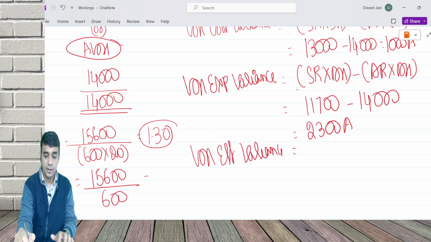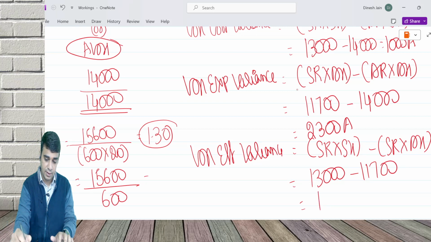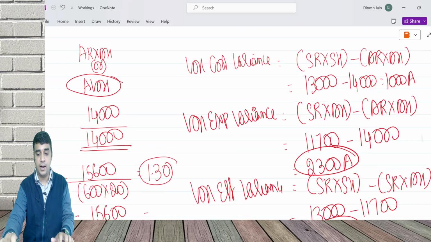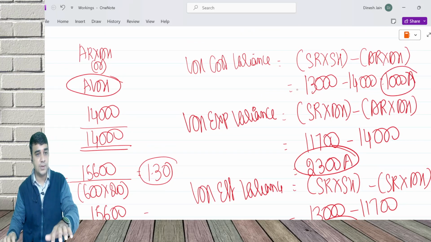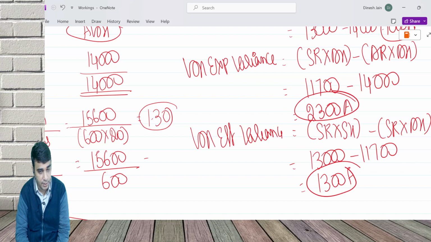What's the formula? SR into SH minus SR into AH. What is SR into SH? 13,000 minus 11,700. 1300 favorable, 2300 adverse, and 1000 adverse. Any doubts on this? Clear? Sorry, this last one is favorable. 1300 favorable. Other two are adverse. Any doubts on this? Can you proceed?